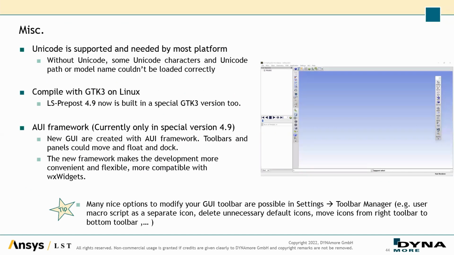Other information: Unicode is supported and needed by most platforms. On Linux, LS-PrePost 4.9 is now built also as a special GTK3 version too. And there's a special version currently available with a new ROE framework. That means that you can move, float and dock toolbars in your GUI.